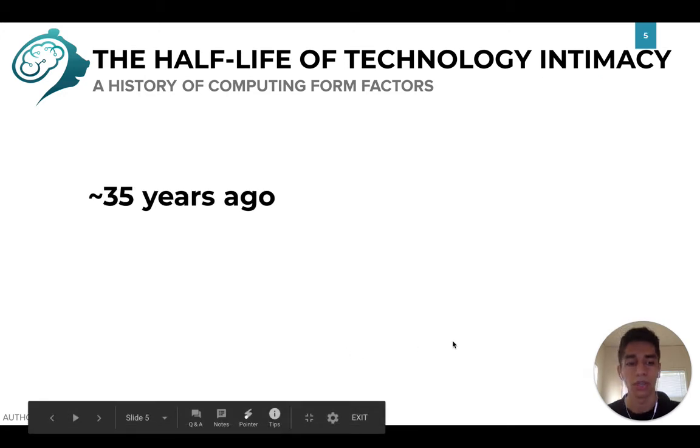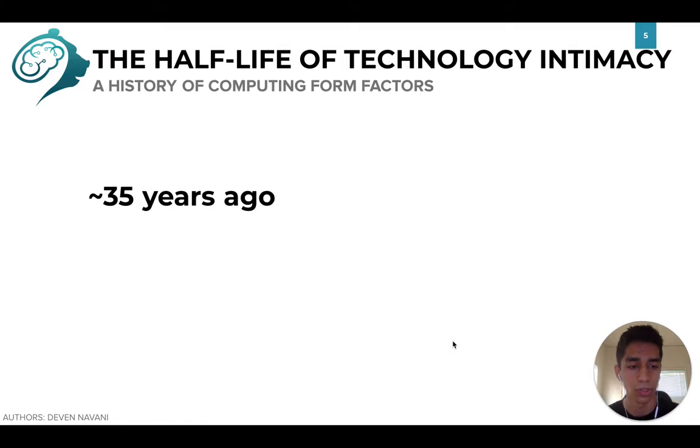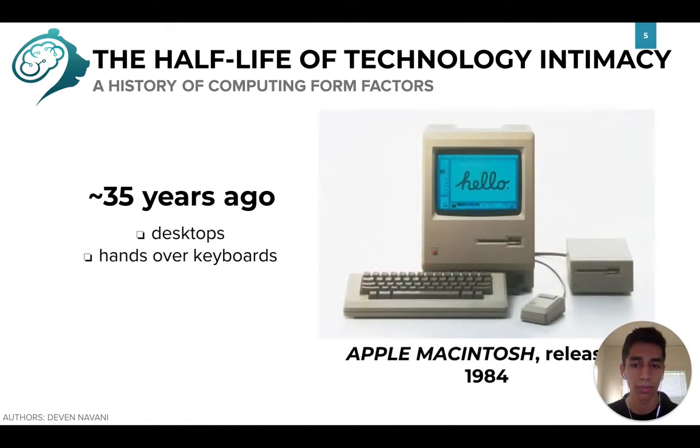If you cut 70 in half, 35 years ago, we saw the advent of the desktop. The desktop was much, much smaller than the ENIAC and could fit in people's homes. The way you controlled desktops was using a keyboard instead of wires. You'd use your hands to manipulate the keyboard and ask the computer to do what you wanted it to do. The Apple Macintosh was released in 1984, and it was definitely more intimate than the previous room-sized computers.